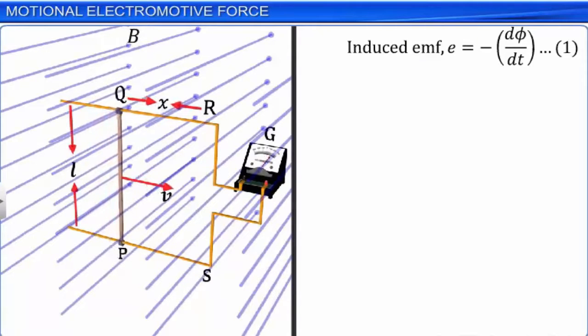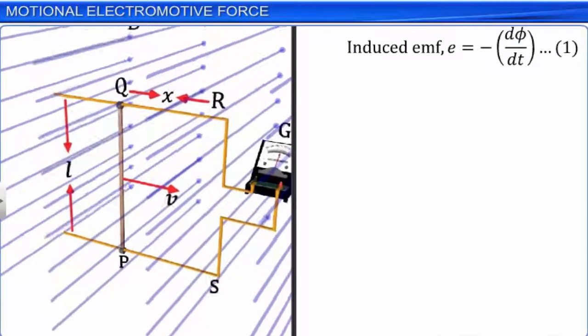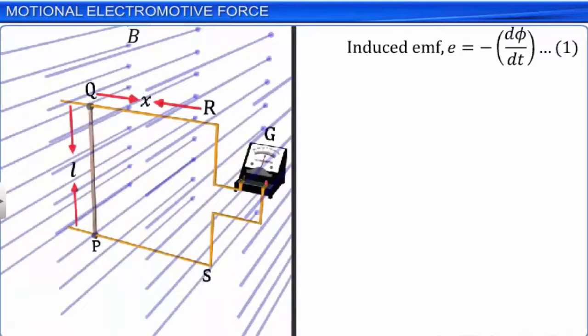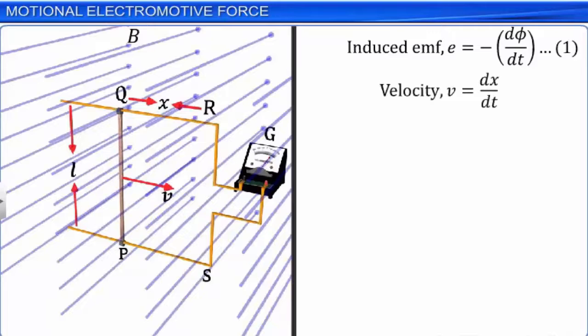We observe that the conductor PQ, the direction of the magnetic induction B, and the velocity V of the conductor are mutually perpendicular to each other. We see that the conductor initially is at a distance x from the RS end. As the conductor moves towards the RS end, it is displaced from its original position and its velocity V can be written as dx by dt.